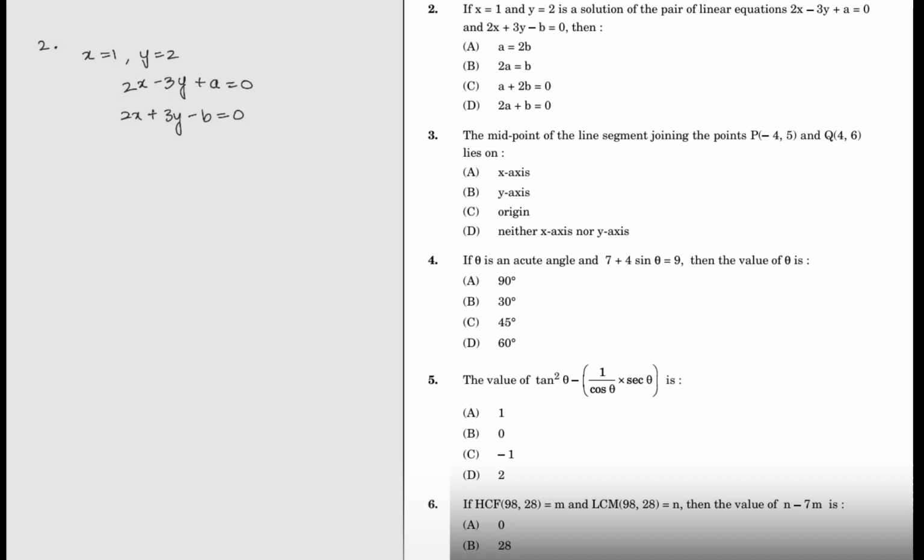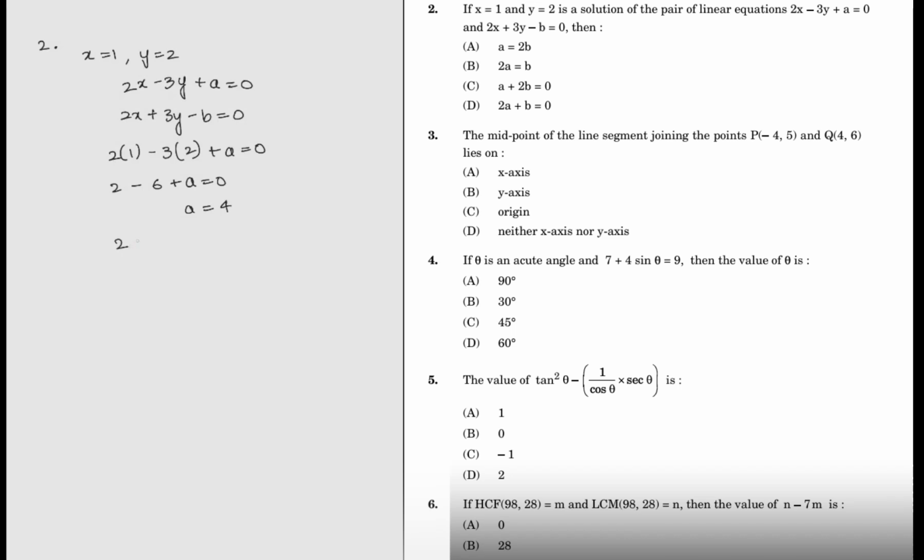We will substitute the given values in the two equations. 2 of x, which is 1, minus 3 of y, which is 2, plus a is equal to 0. The equation therefore becomes 2 minus 6 plus a is equal to 0, and a is equal to 6 minus 2, which means a is equal to 4.